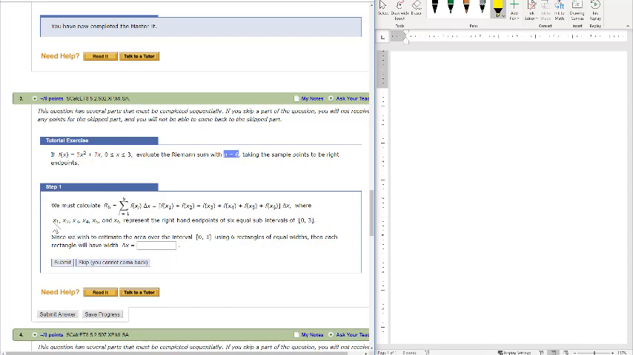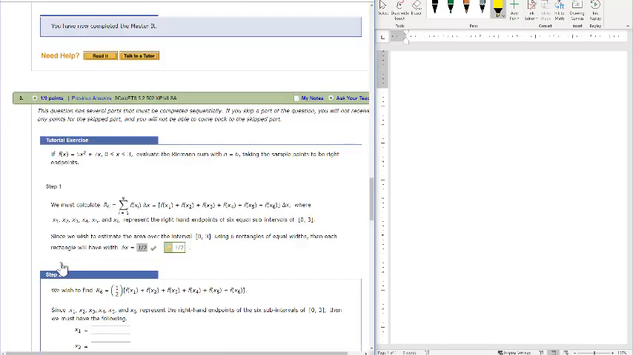x1, x2, x3, all the way up to x6 represents the right-hand endpoints of the 6 equal subintervals. So if we were to divide this by 6, each of our subintervals will have a length of 1/2. So 3 divided by 6 is going to be 1/2. So that's one of our first observations.